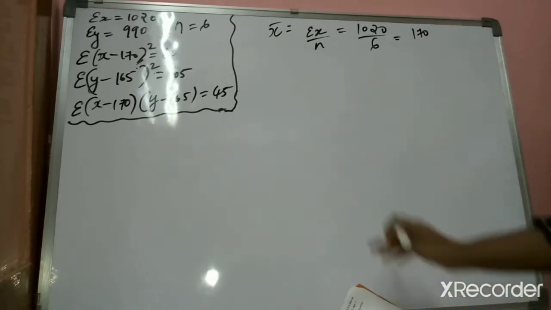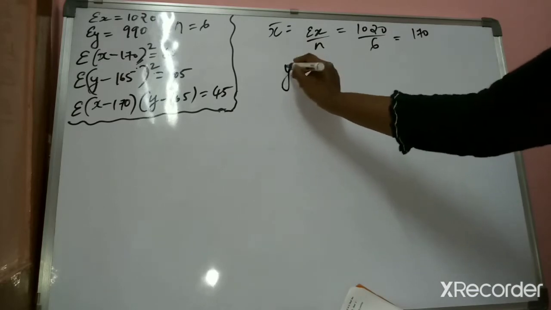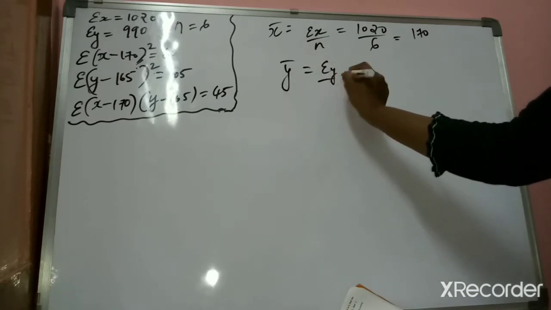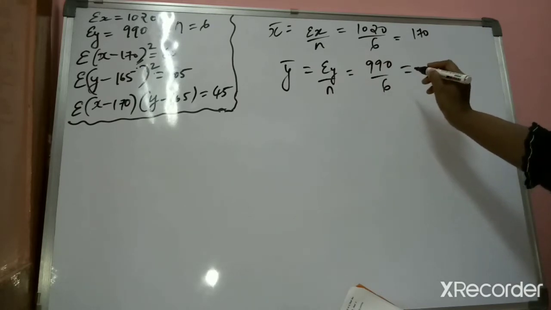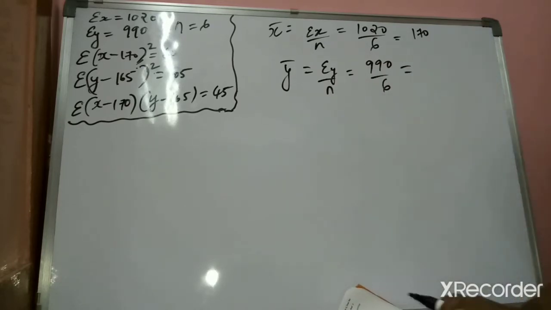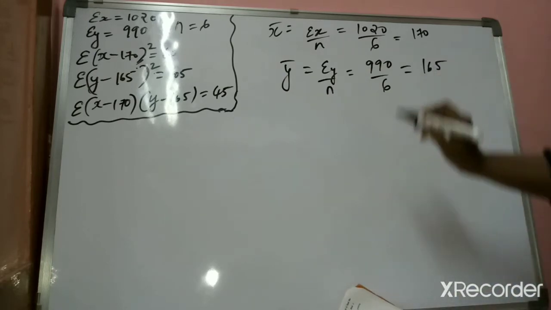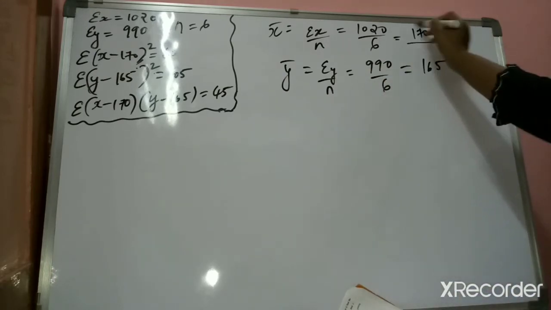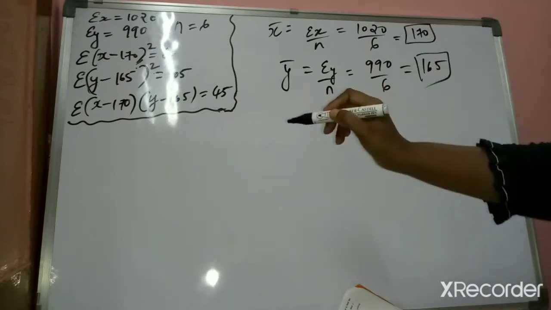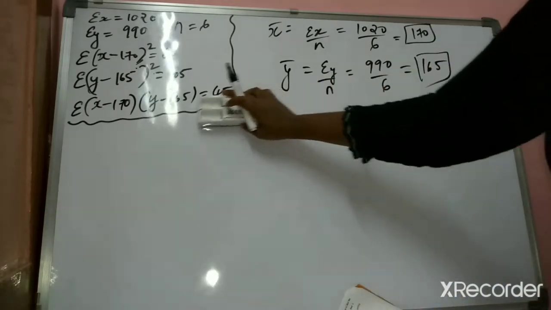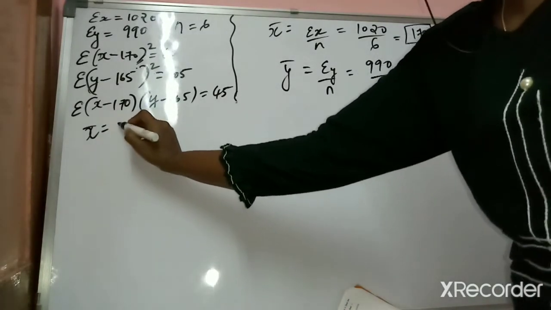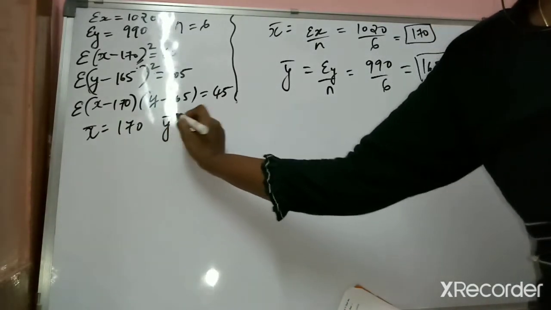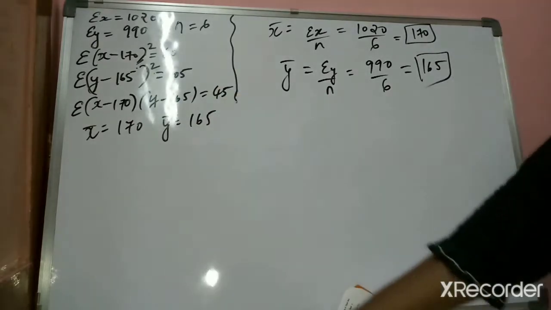So x bar is known to you, then again y bar, so sigma y upon n, again sigma y is 990 divided by 6. Do it in your calculator. Yes, it is 165. Clear? So your x bar and y bar are known to you. If you want to write, then you can write it here: x bar is equal to 170 and y bar is equal to 165. Clear?